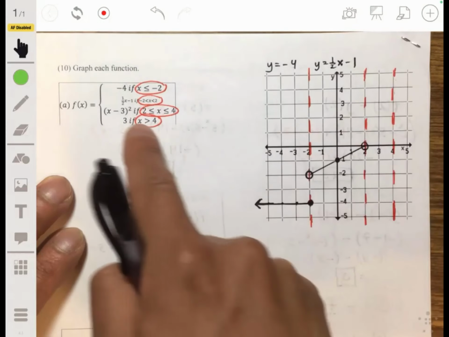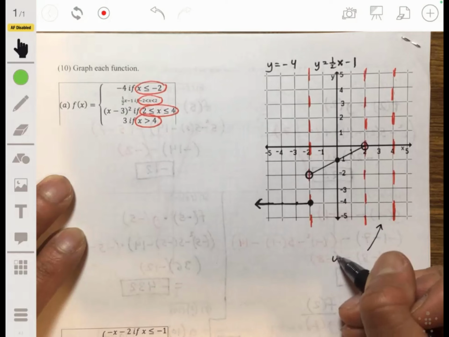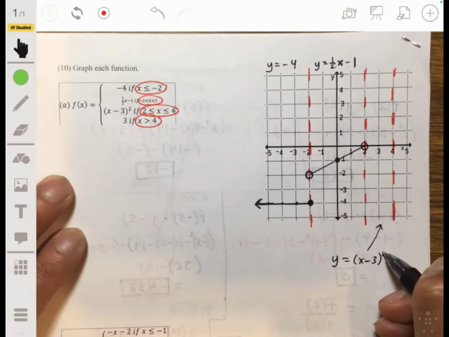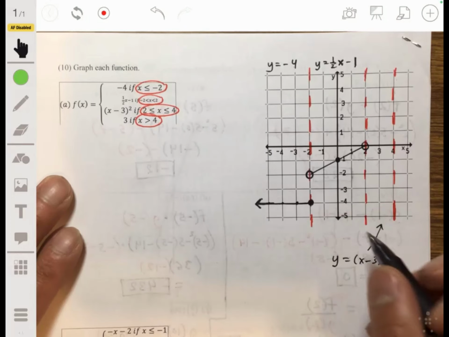And here is going to be the quadratic. There you're going to have y equals (x minus 3) squared. And you're going to include the endpoints 2 and 4. So what I would recommend is to just plug in 2, 3, and 4 into this equation, and then calculate whatever you get.